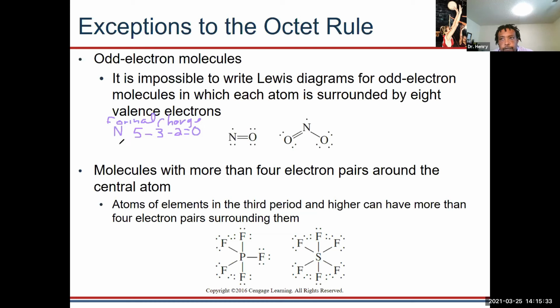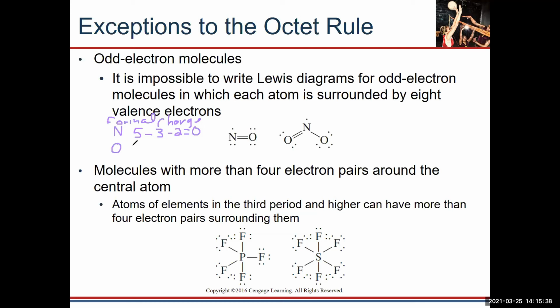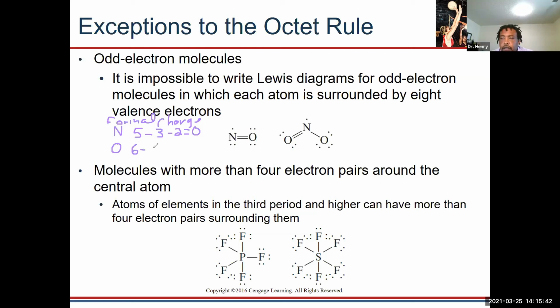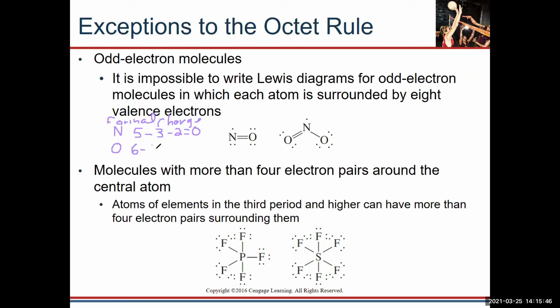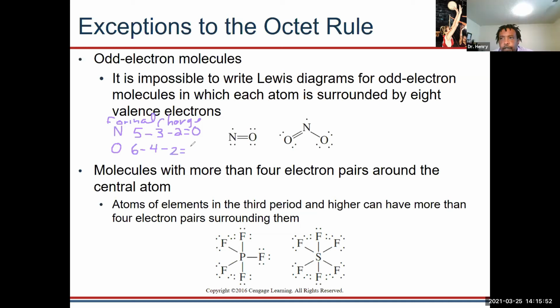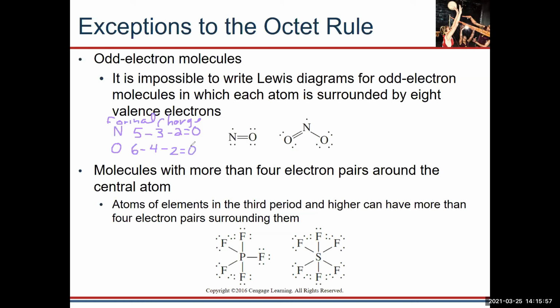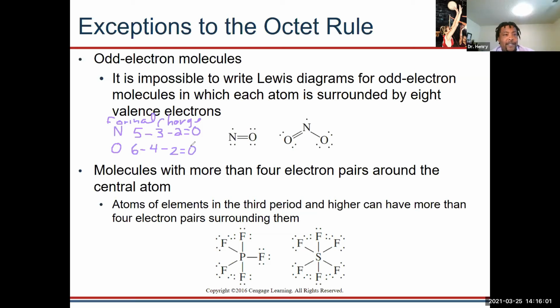And what about oxygen? Oxygen has 6 valence electrons. Minus the number of lone pair electrons, 4, and the number of bonds, 2. And that equals 0. Isn't that a formal charge perfect? Both of them are 0. Okay, so that's one of the reasons why these guys kind of work out. They're more stable in that sense.